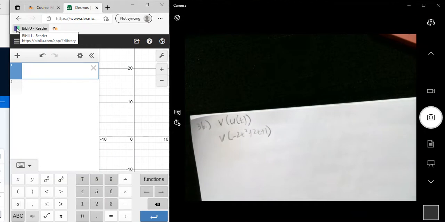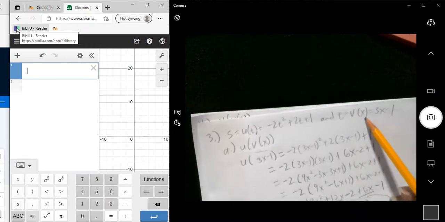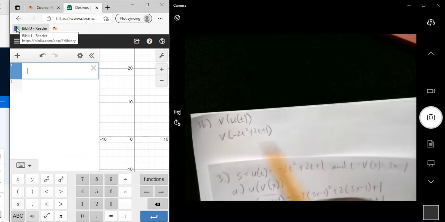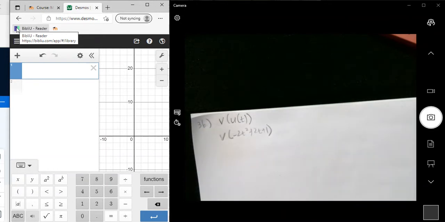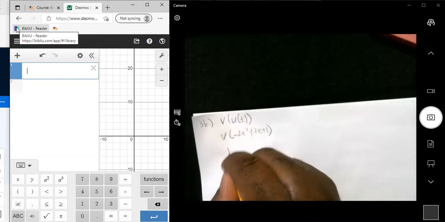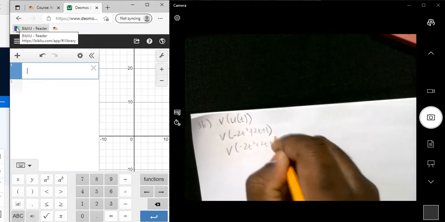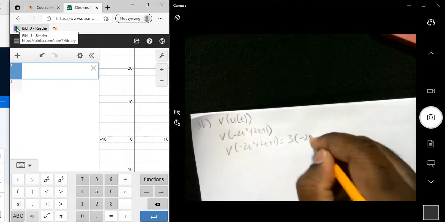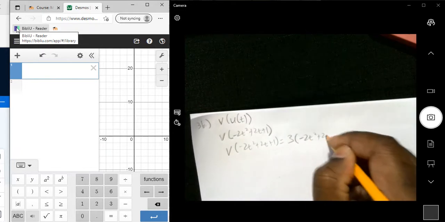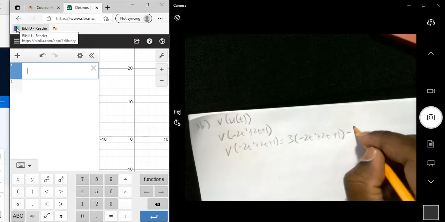Now we will go to the v equation, and wherever x appears, we're going to replace that with this negative 2t squared plus 2t plus 1. So it only appears one place with the 3. So it'll be 3 times negative 2t squared plus 2t plus 1, and then minus 1.